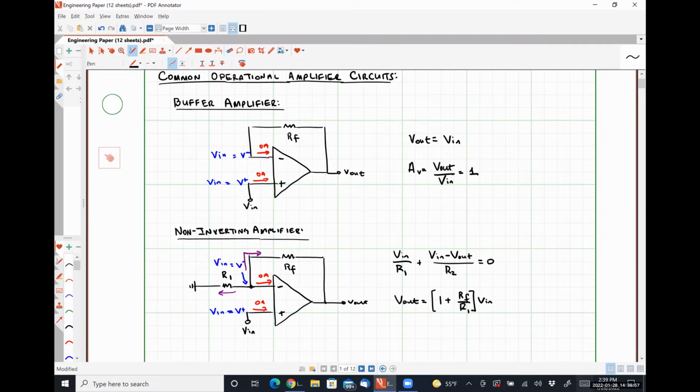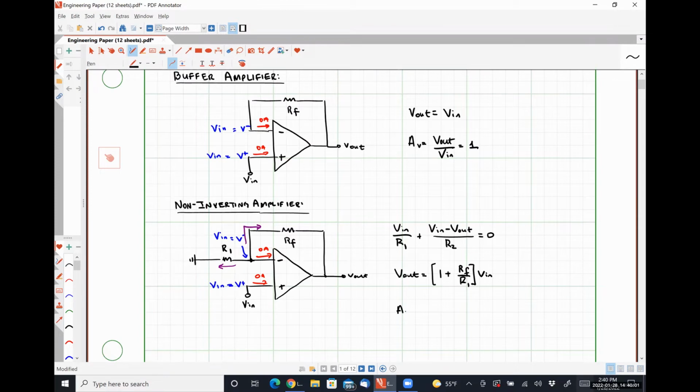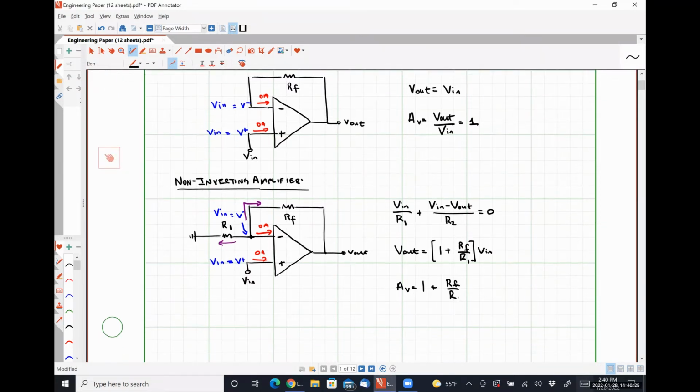Thank you very much, Norman. And I therefore have a voltage gain of 1 plus RF over R1. Gosh, I'm getting myself all wacky here with my nomenclature. Sorry. I want this right.